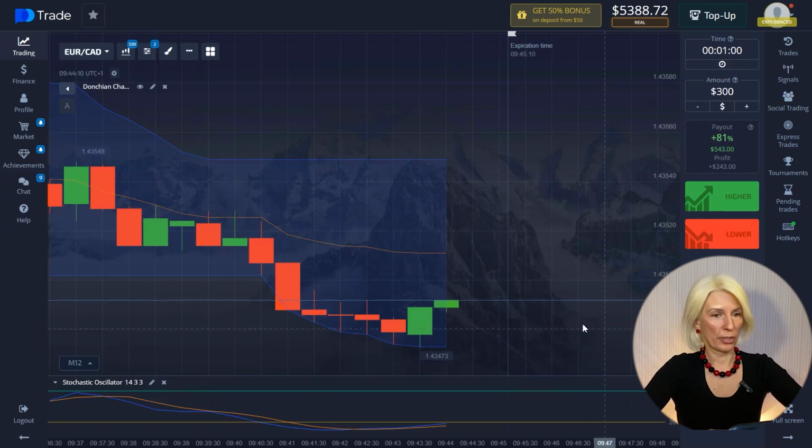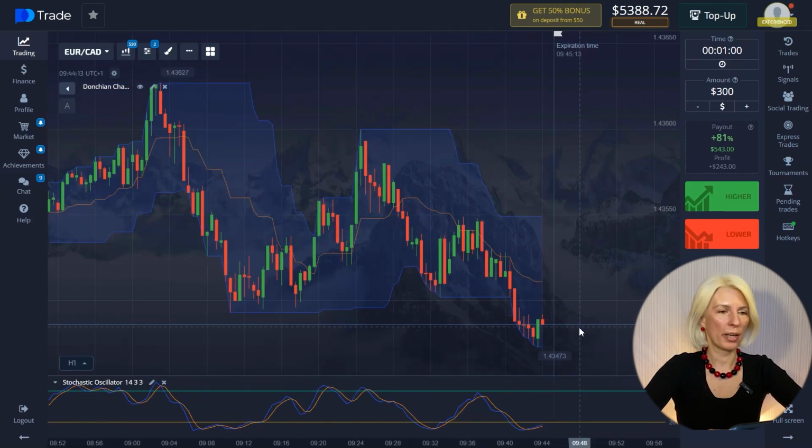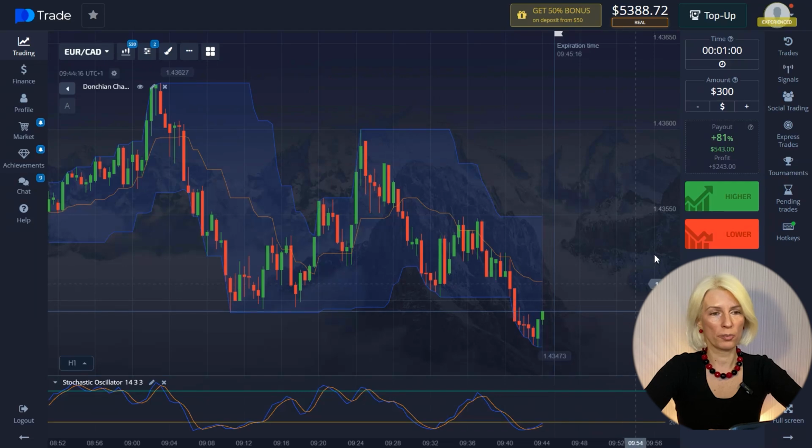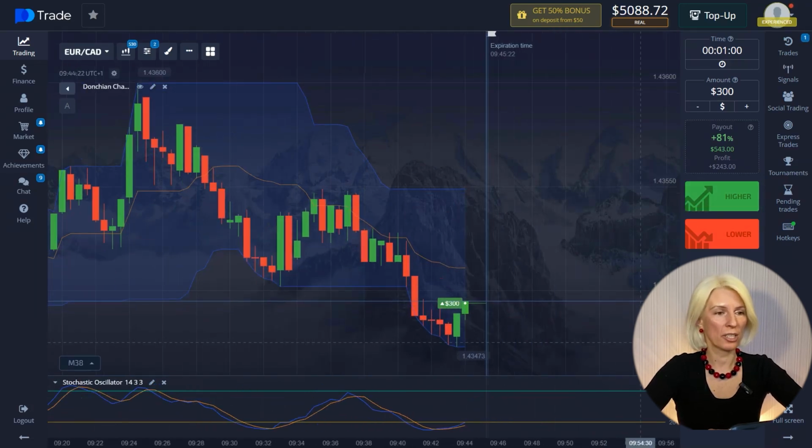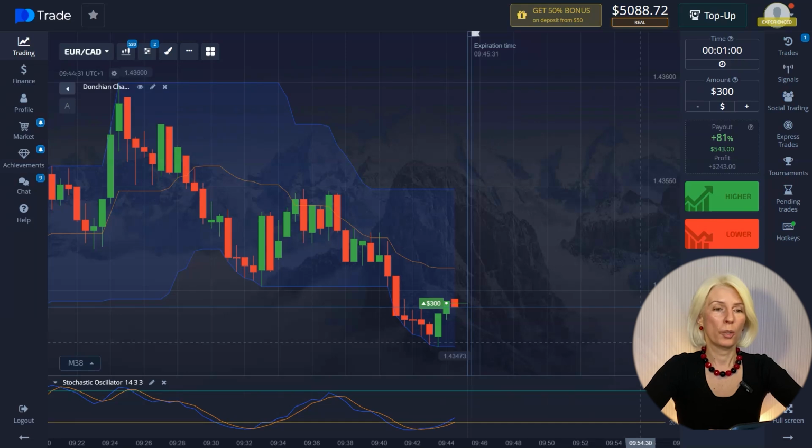Let's find another entry point to the trade. The price starts to rise and I open a trade to move the price higher. The bid is $300 for 1 minute. The reasons for making such a decision are similar to the previous transactions. The price is at a minimum level with an upward trend. The stochastic indicator gives a clear signal about the possible growth of quotations.